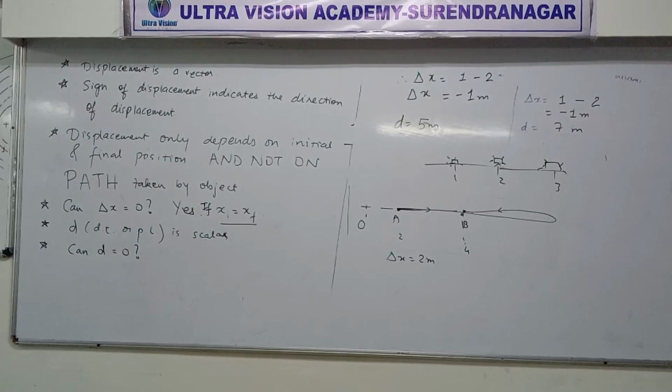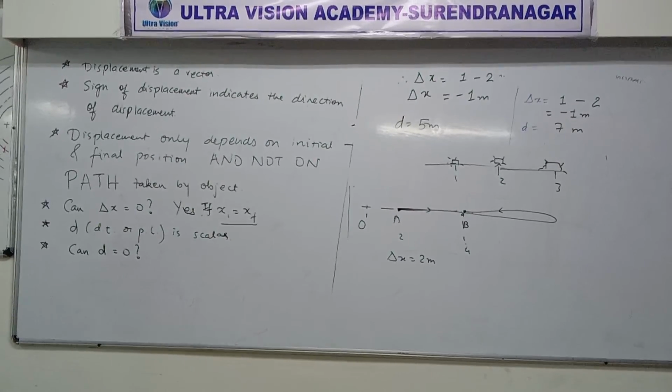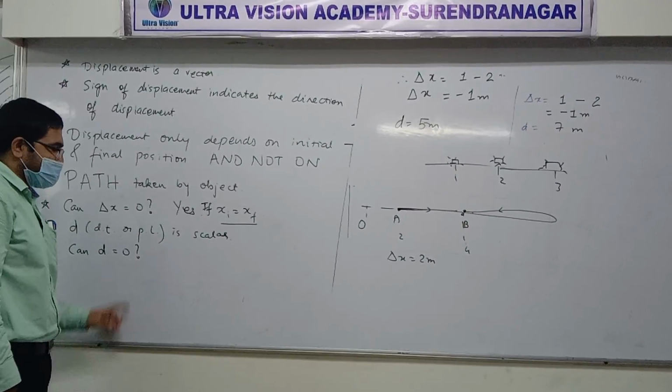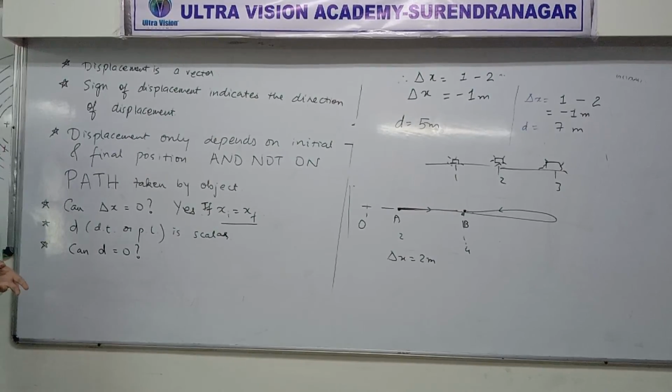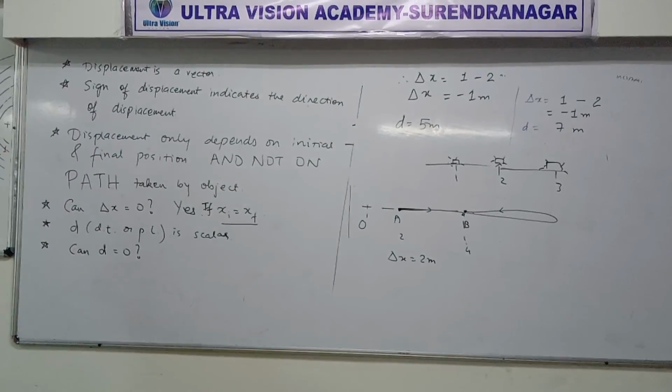Understood or not understood? No motion occurs means the object isn't moving at all. Only then d can be 0. In every other case, d will be greater than 0. Can distance traveled be negative? Think about it. Can you travel a negative distance?